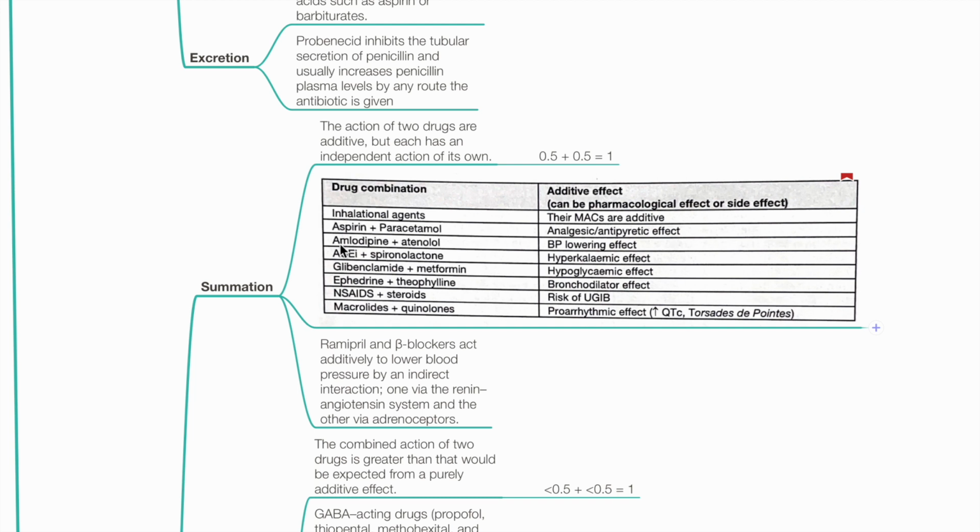lowering effect of amlodipine and atenolol, hyperkalemic effect of ACE inhibitors and spironolactone, hypoglycemic effect of glibenclamide and metformin, bronchodilator effect of ephedrine and theophylline, risk of upper GI bleed of NSAIDs and steroids, proarrhythmic effect of macrolides and quinolones.